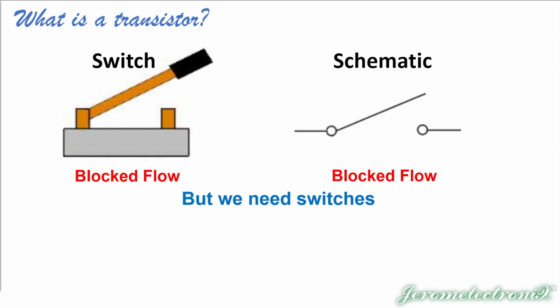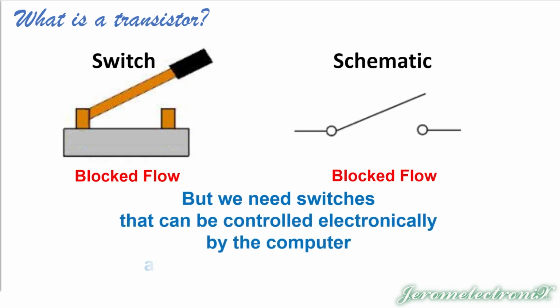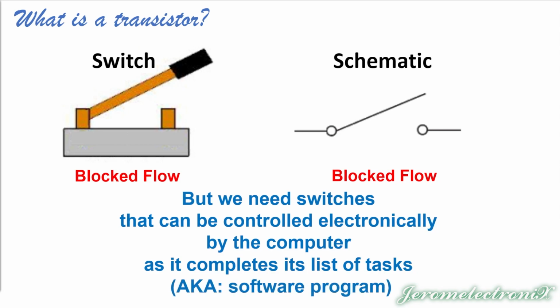And these are great switches, but you can't really make computers out of these because we need the computer to control its own switches. So we need switches that can be controlled electronically by the computer as it completes its list of tasks. The list of tasks, another name for that, is the software program, the application, the code, right? So it kind of runs itself. Well, there are switches that can be controlled by a computer.